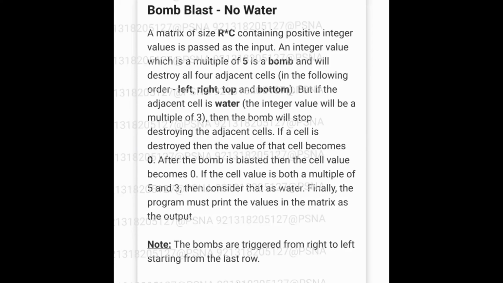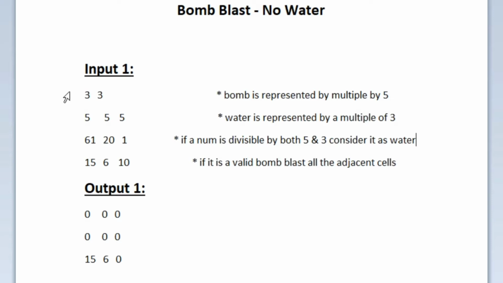This is the question asked in today's SkillTrack Daily Challenge. So in the first line of our input, we are given the values of R and C. And after that, we are given an R cross C integer matrix as input.